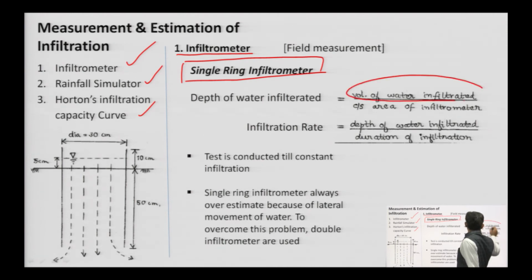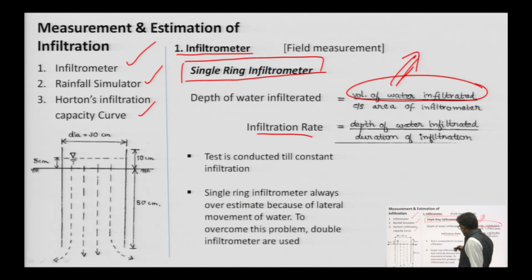So, what it means? It means the total quantity of the water which is infiltrated into the soil, that we need to calculate. And if it is calculated, then the infiltration rate will be calculated by dividing the depth of the water infiltrated by the duration of the infiltration. So, the important thing is to calculate the volume of the water.